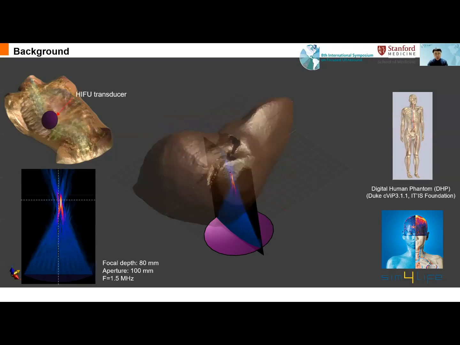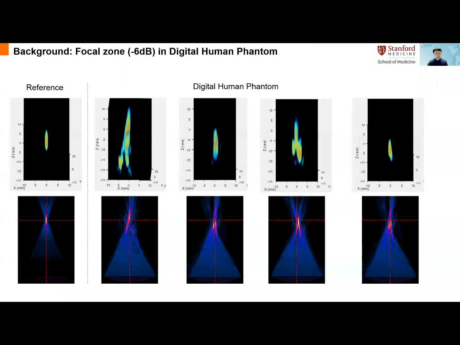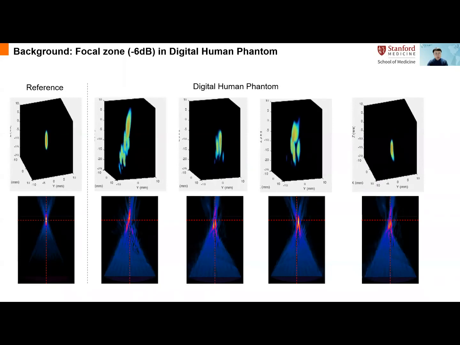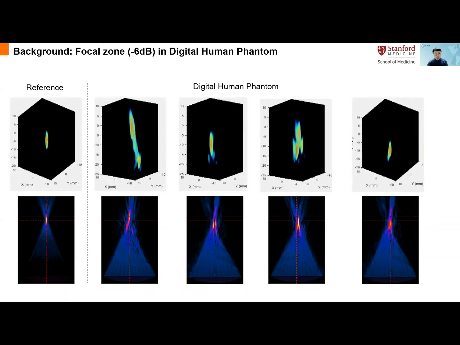The beam pattern changes depending on the acoustic propagation pathway, even if the HIFU focal spot targets exactly the same location. In this case, the focal zone is divided into several parts and the peak position also shifted. We tested under various conditions to monitor how the focal zone changes. For comparison, this slide shows the focal zone in 2D and 3D.